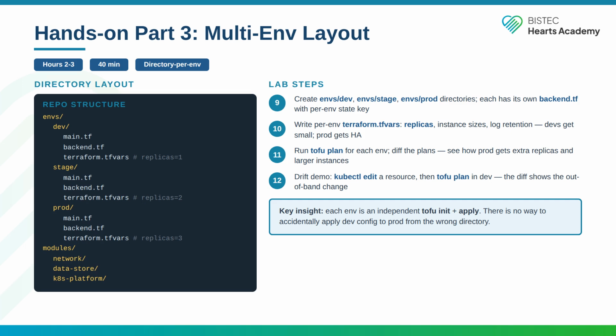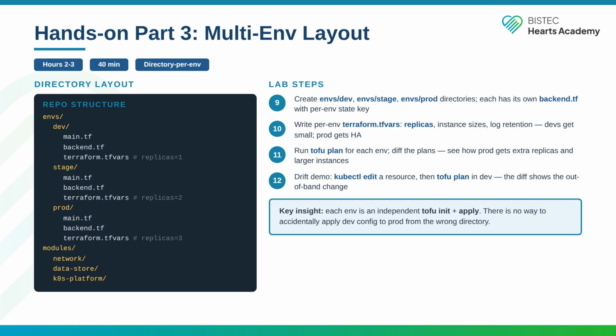Step 10. Write per-environment tfvars with real differences. In dev, the catalog replica count might be 1. In prod, 3. Instance sizes differ. Retention policies differ. These are not just label changes. They reflect genuinely different operational requirements. Step 11. Run tofu plan for each environment. You should see meaningful differences reflecting the tfvars. Three environments, one module set, three distinct infrastructure configurations.